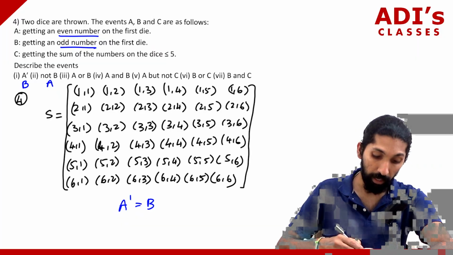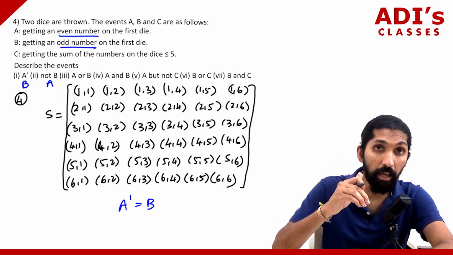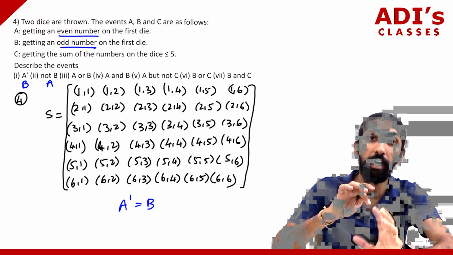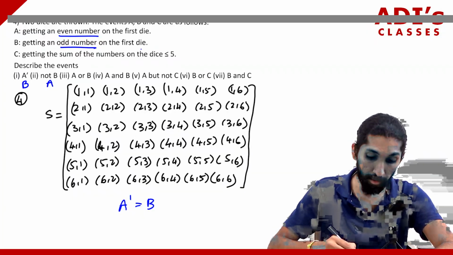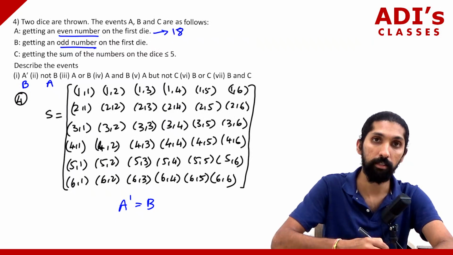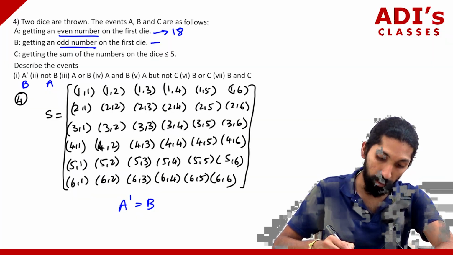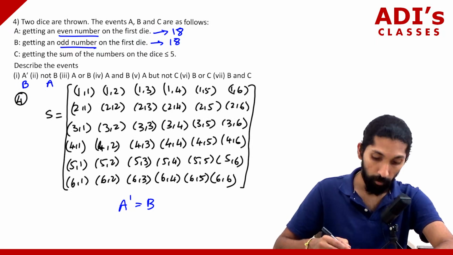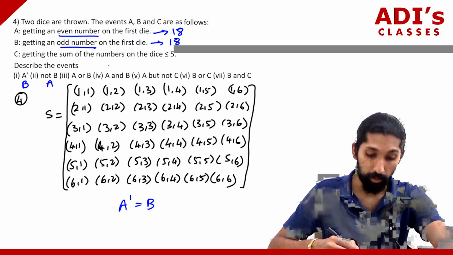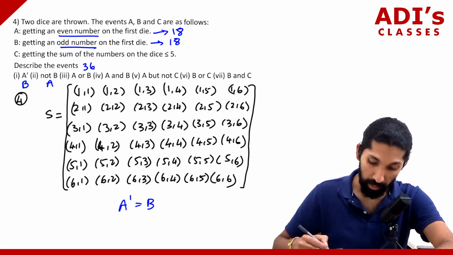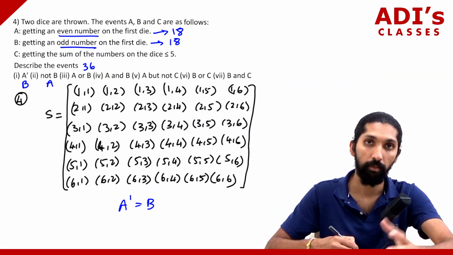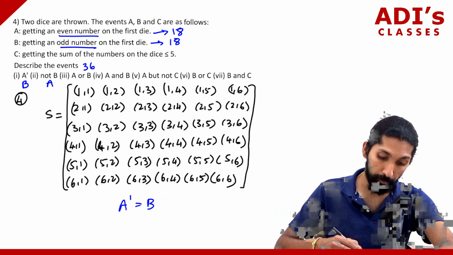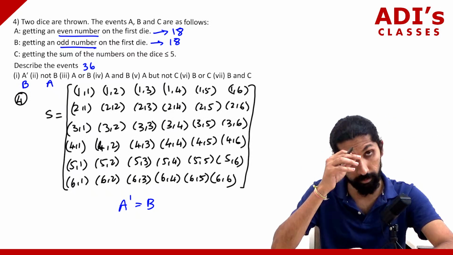Okay. Now A or B. Guys, A or B is nothing but the entire sample space. Because A is what? All even numbers on the first die. We have 18 numbers, isn't it? All odd numbers, we have 18 values. When you take A or B, you are going to get all 36. Isn't it the entire table itself, whatever you are seeing on the screen? Correct? So A or B is the entire sample space.